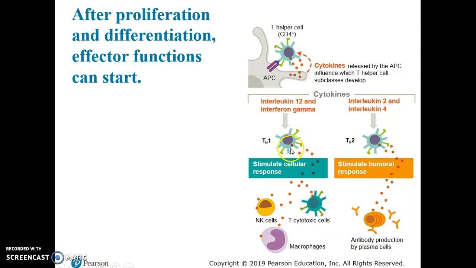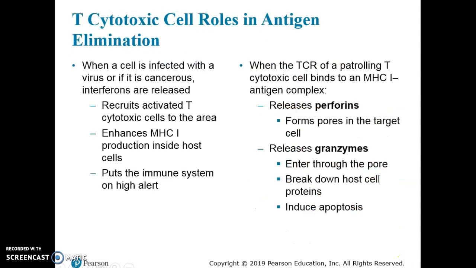All right, so after proliferation and differentiation, there are the effector functions that can start. Remember, T helper 1 can stimulate cellular responses, so it's going to activate the cytotoxic T cells. It can activate the natural killer cells and the macrophages, and then all of these cells can go and do their own function. T helper 2 will stimulate the humoral immune response to cause those B cells to differentiate themselves into antibody-producing plasma cells.